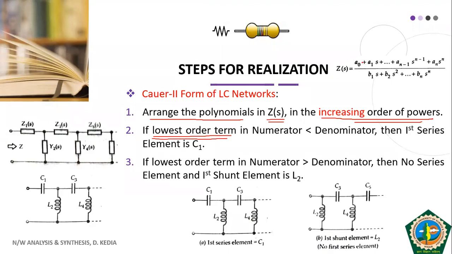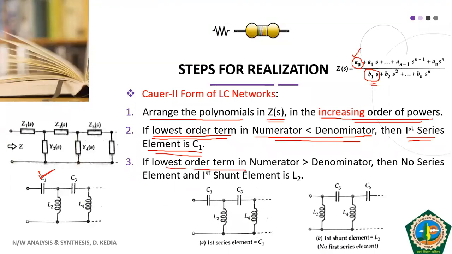Lowest order means this A naught and B1S. These are the lowest order terms. So here you see the order of denominator is higher in this case. So we have to check if the lowest order term in numerator is less than denominator. In that case, your first series element will be capacitor. Means your capacitor will be present. Earlier we had talked about inductor was present.